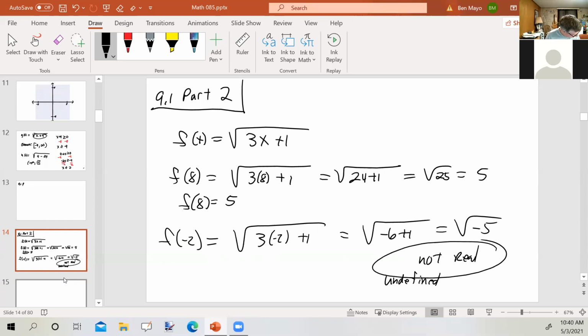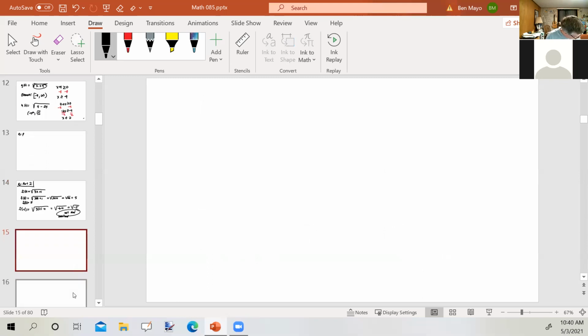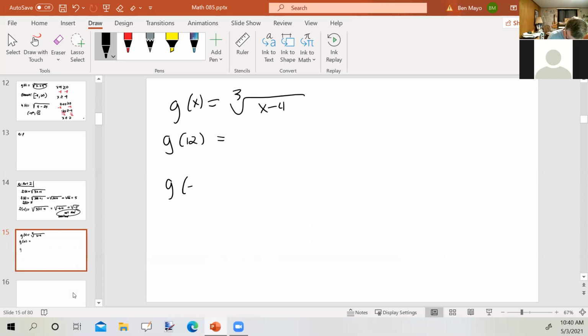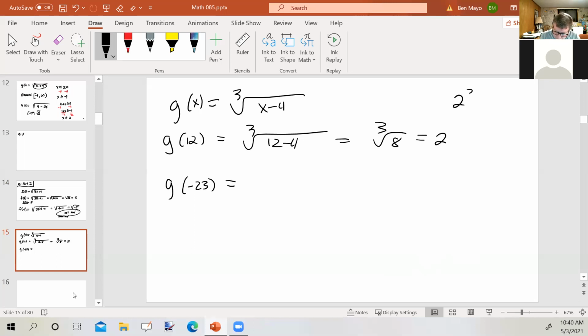Okay, let's take a look at another example. It says g of x equals the cube root of x minus 4. We are to find g of 12 and g of negative 23. G of 12 would be the cube root of 12 minus 4, which is the cube root of 8. Now, we're taking the cube root, not the square root. So that would be 2, because 2 cubed is 8. So the cube root of 8 is 2. Okay, so g of 12 equals 2.